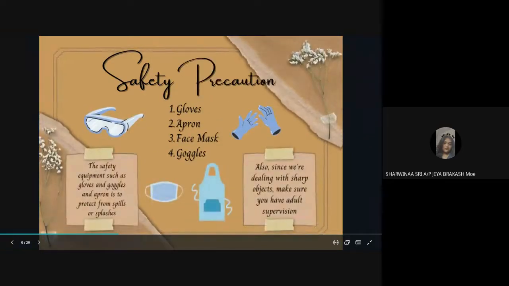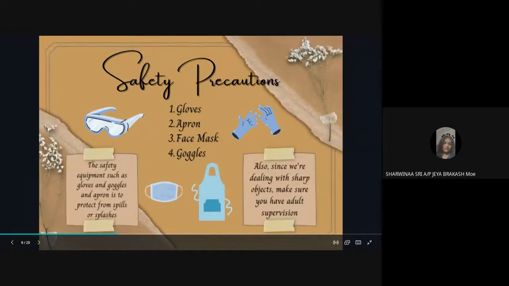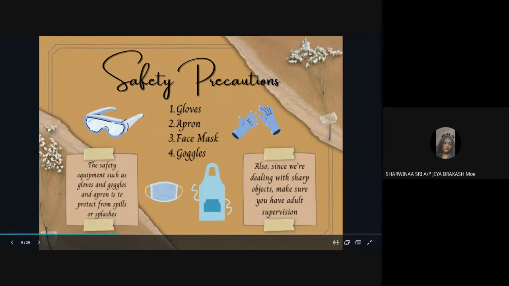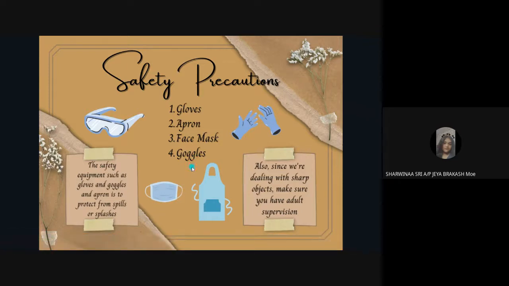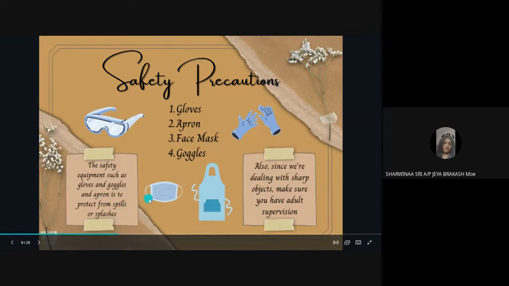Now let's move on to the safety precautions. First thing, of course, is to use only everyday household items that are not dangerous chemicals. Even if you provide all the tools such as gloves, aprons, face masks, and goggles, we still need to have adult supervision since we are dealing with sharp knives. Also, the safety equipment such as gloves, goggles, and aprons is to protect from spills and splashes.